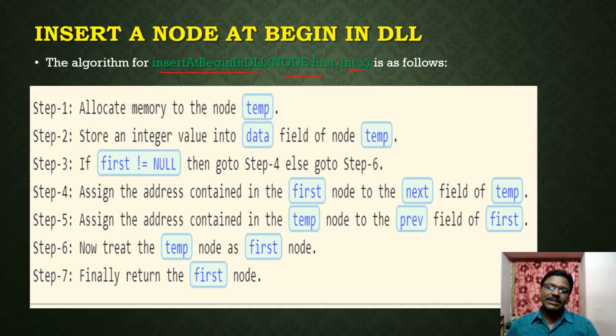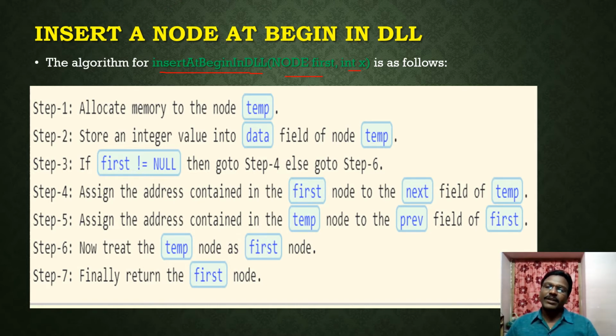The created node is the first node. That's why at present temp is the first node, and finally return first. Otherwise, if the condition is true, it means assign the address contained in first to the next field of temp. In the same way, assign the address contained in the temp node to the previous field of first. It means the previous address and next address are stored. Then the present created temp is the first, and finally return first.